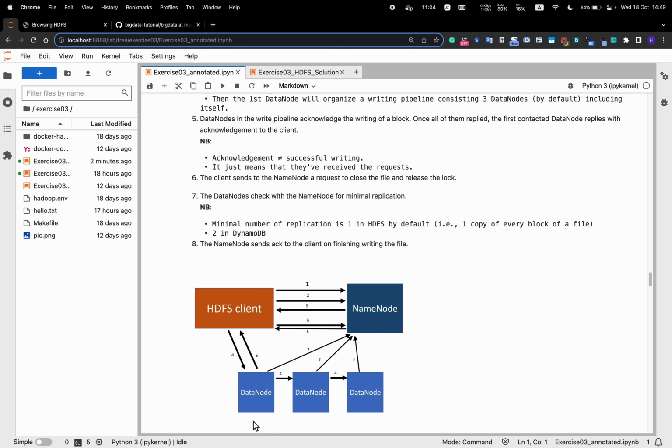Questions? What happens when the minimum replication is not reached? Like, does this kind of pipeline just stay on hold until replication has taken place?